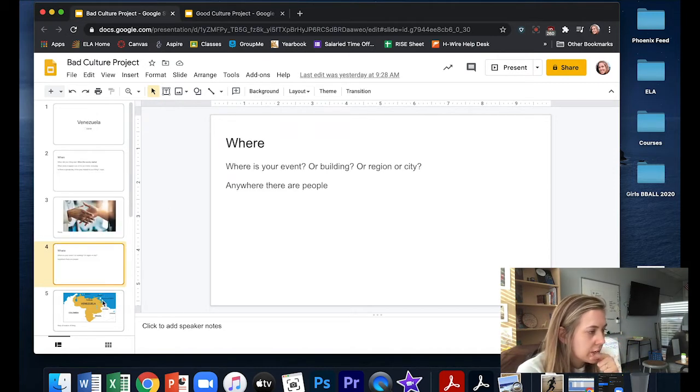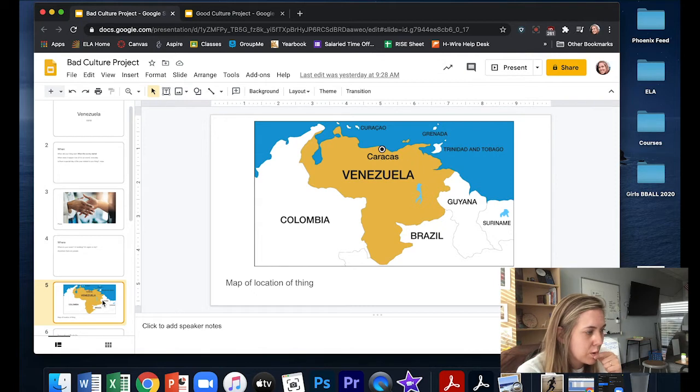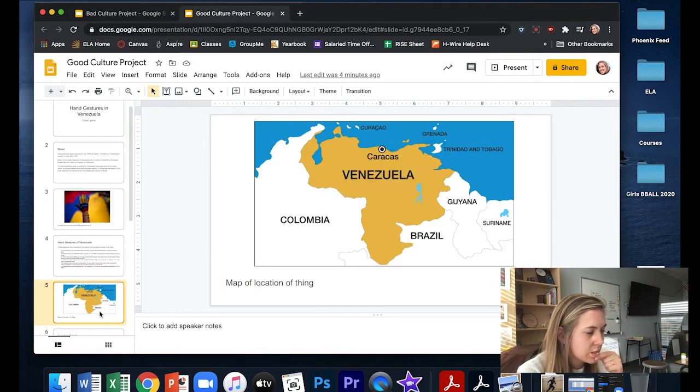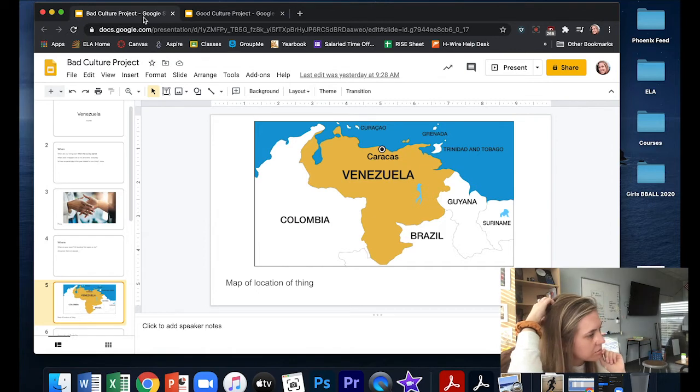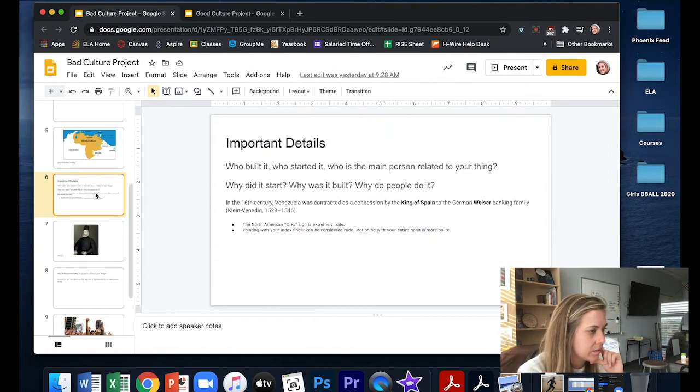And then the next slide on each has a map. So the bad one has a map, and the good one has the same map. And not everybody might know where Venezuela is, so it would be good to have a map of where to find it. Okay, the next slide on the bad example culture project.